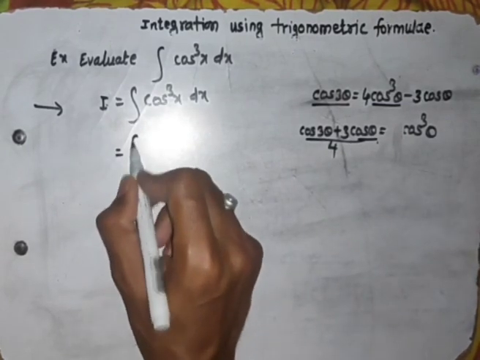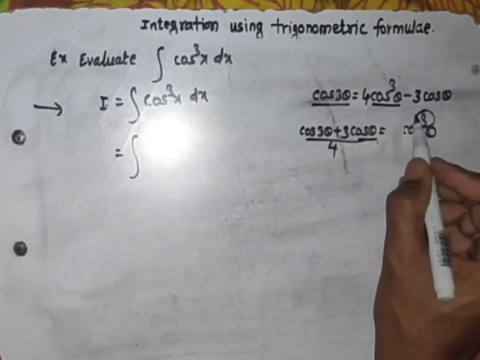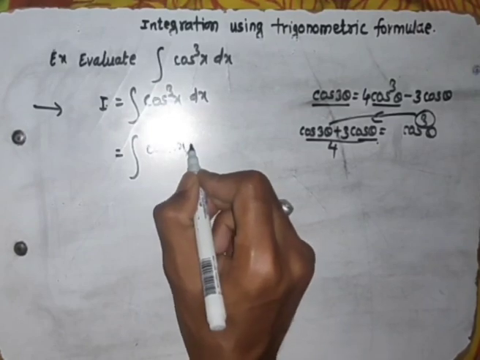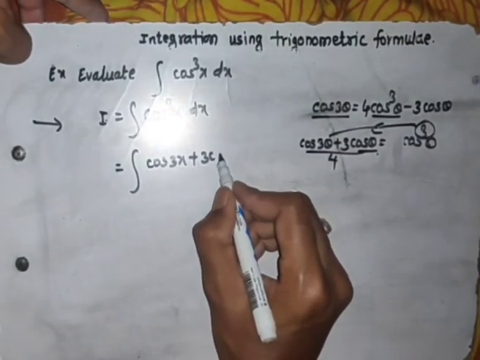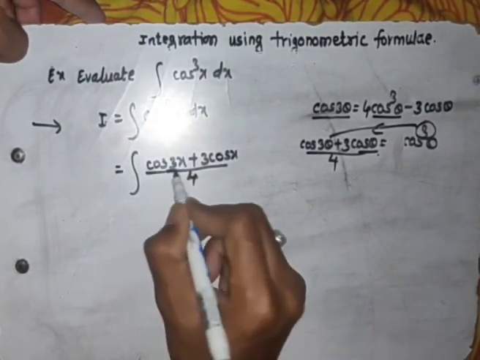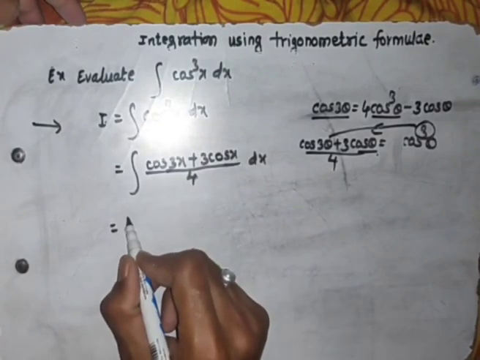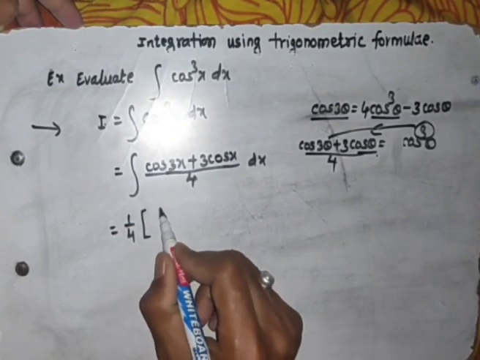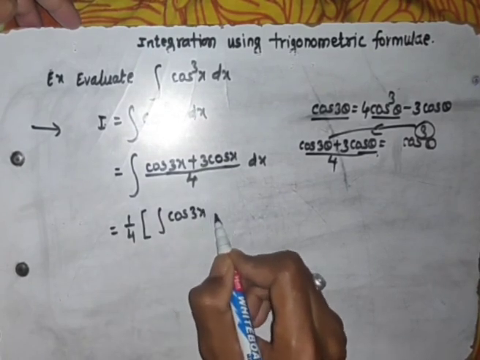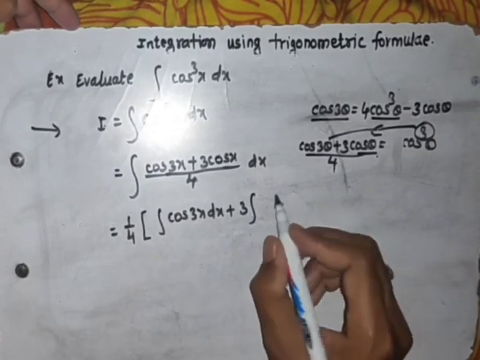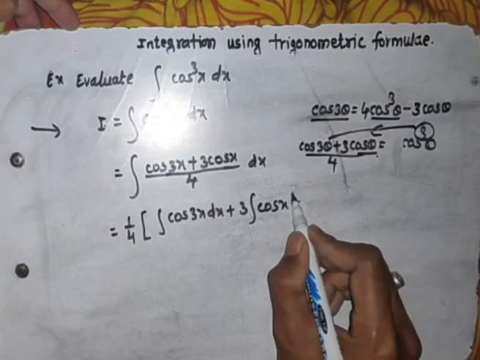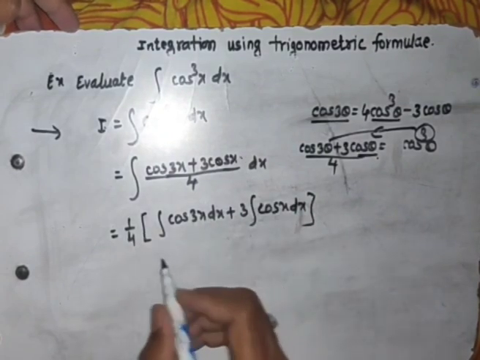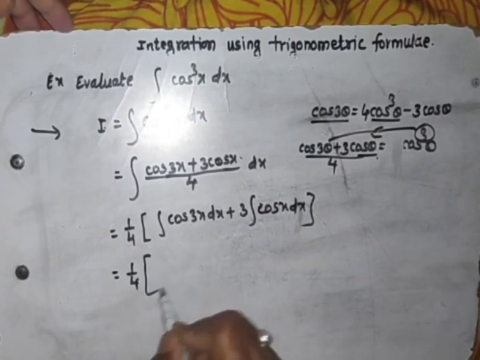Using this formula, I can write cos cube of theta, converting this cube power function into the linear one. We will get this formula: integral of cos 3x plus 3 cos x divided by 4 dx. Now this 4 being constant can be taken outside of integration, and we have to take integration of cos 3x and 3 cos x. I am putting here bracket: integration of cos 3x dx plus 3 being constant can be taken outside of integration, integration of cos x dx. Okay, I'm completing this bracket. Remember or notice this step what I did here, separating integrals and taking 1 by 4 constant outside of integration.